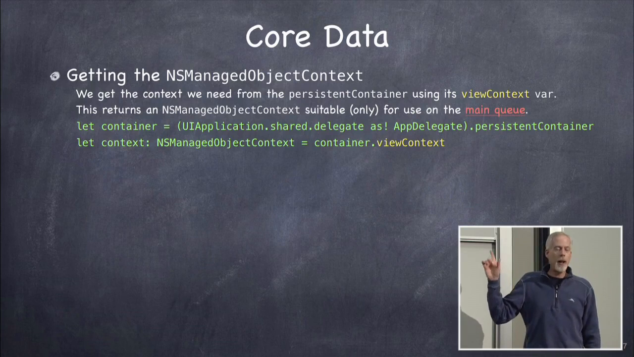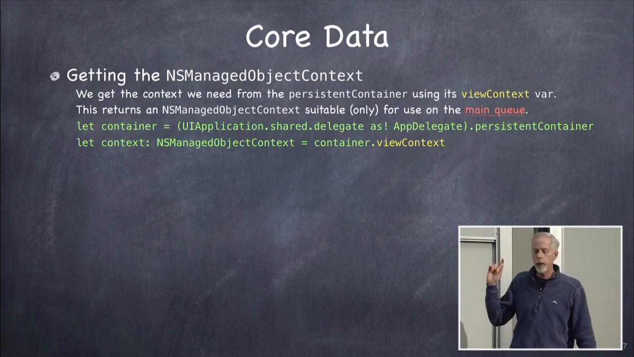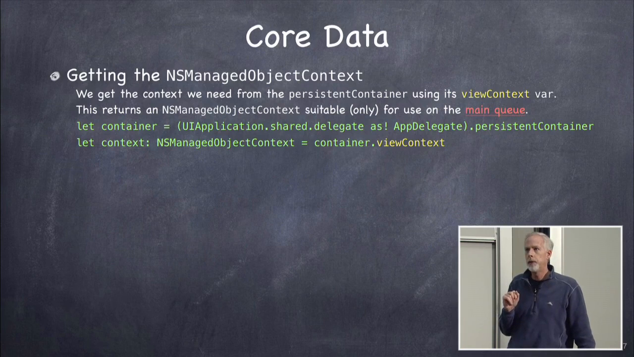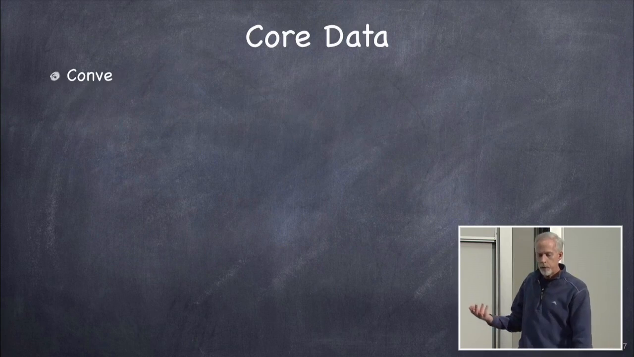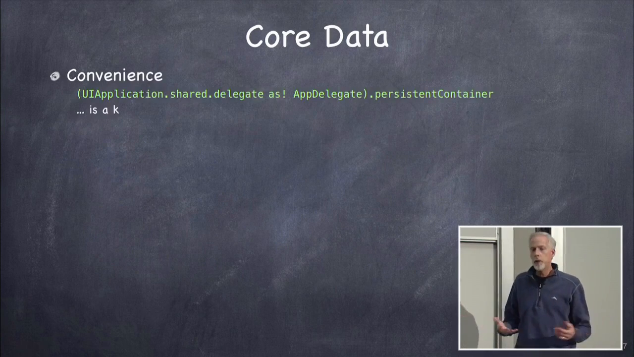So why do I make a point about this main queue? Well, the reason is that NSManagedObjectContext is not thread safe. But I'm going to talk to you about how we can do multi-threaded database stuff towards the end of this talk. All right? So now you have this viewContext, and you can use it to do things.